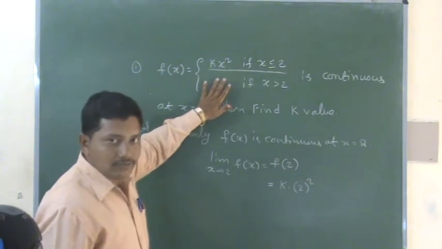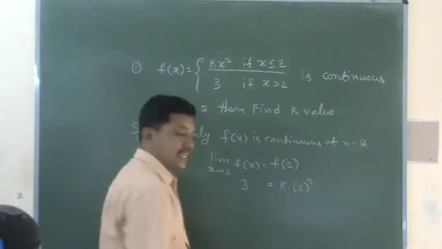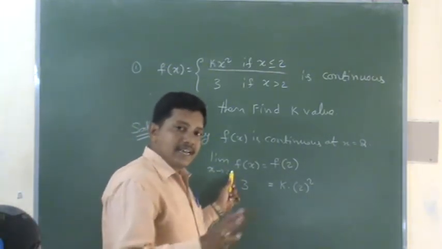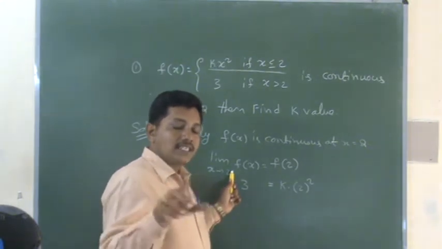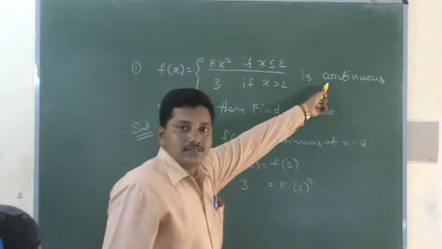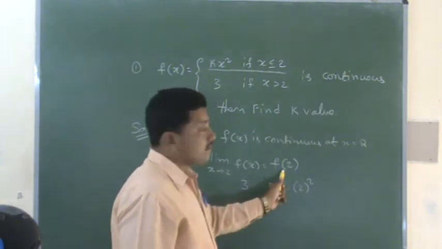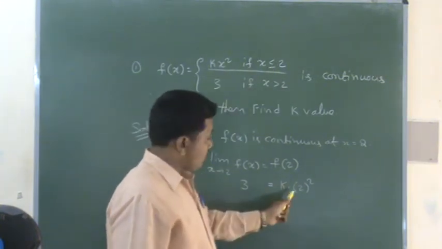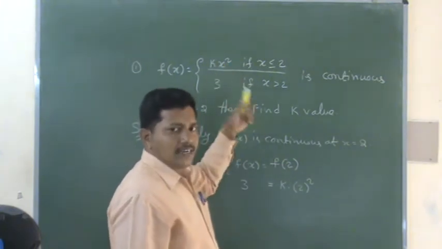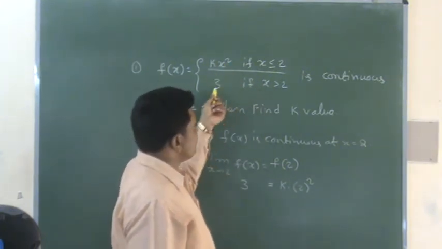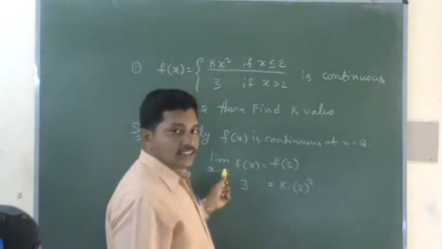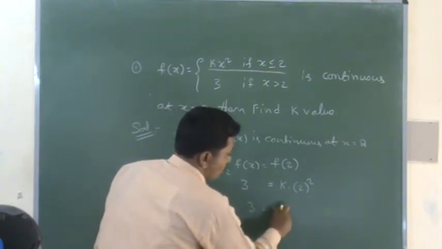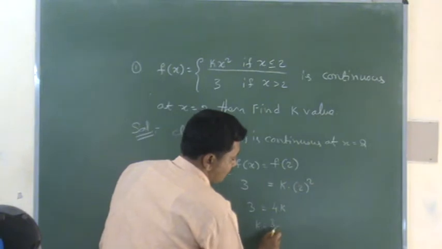Is it okay for you? So this is 3. Once again I repeat the explanation. Here it is continuous, that means the left hand limit, right hand limit, and the function value are all equal. That is the meaning. What is the function value? I replace x by 2, so k into 2 square, and the left hand limit and right hand limit are both the same. So I take limit x tends to 2 of f of x is equal to 3. Now simplify: 3 is equal to 4k, so k is equal to 3 by 4.